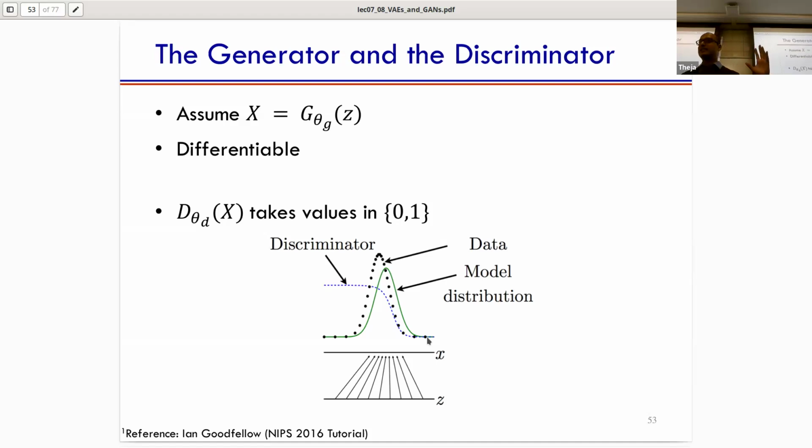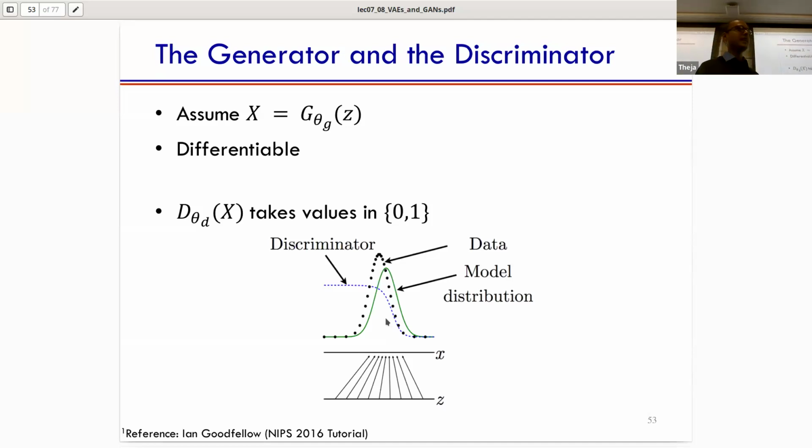Now, G's objective is to make the green curve closer and closer to the black dots. That way, the discriminator is not able to figure out the decision boundary between the left side and the right side, which one is what, we don't know. In the ideal case, if the green curve exactly overlaps with the black curve, then the discriminator is like, I don't know what is real and what is not real. That's what we want to achieve.